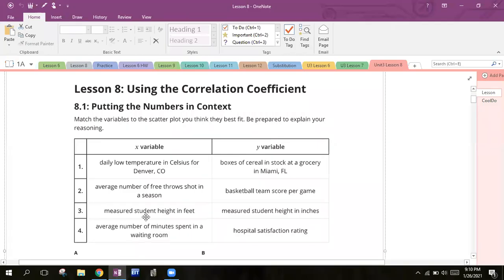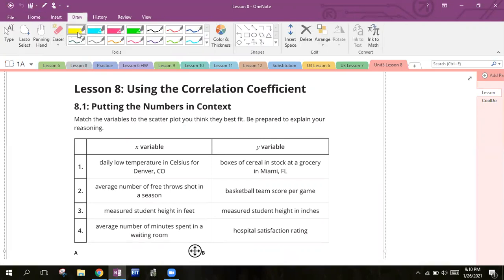All right, so today we're going to continue talking about the correlation coefficient. Like we talked about in lesson 7, if you have not watched the lesson 7 video, you need to go back, because in that video I talk about what the correlation coefficient is and what it means, and we're just going to continue practicing that in this lesson.